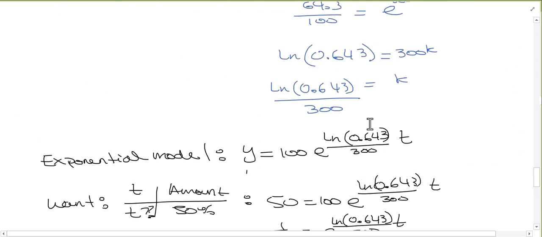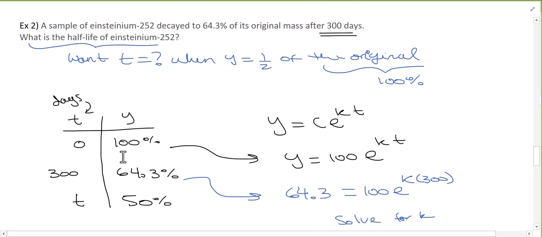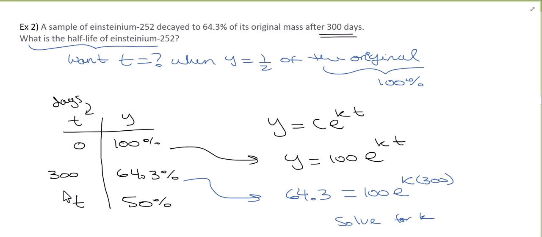And notice, just for gut check purposes, we're looking to go from 100% to 50%. What we know is that it takes 300 days to get to 64.3%. So that's more than 50%, right? So then our t here should be more than 300 days. In order to get from 100% to 50%, we have to go through 64.3%. So 100%, 64.3%, then 50%. We're going from initial time 0 to 300 days, so more. So we need to go past 300 days.